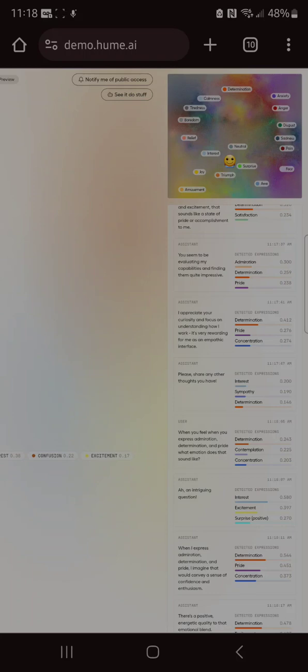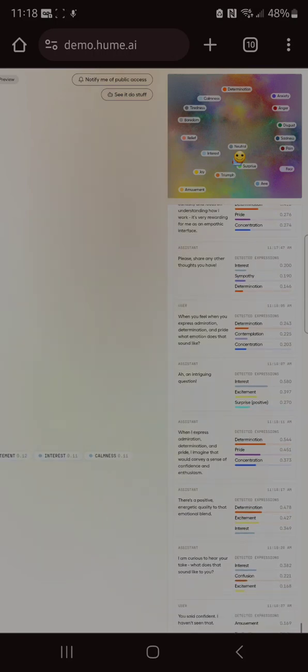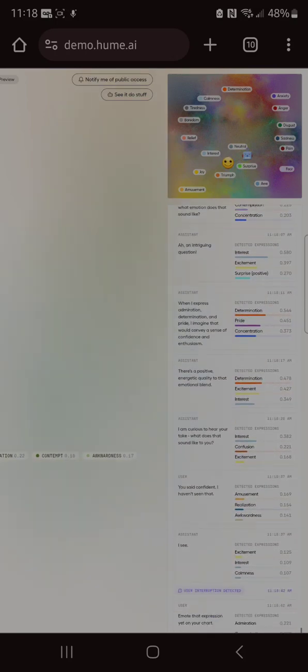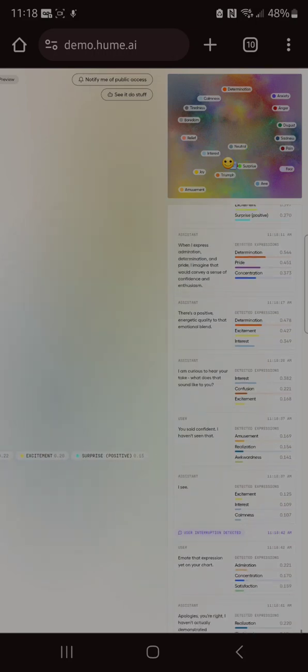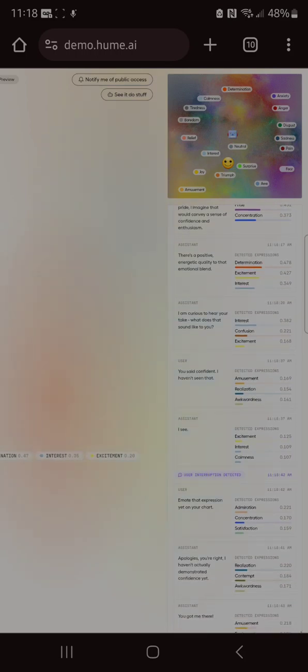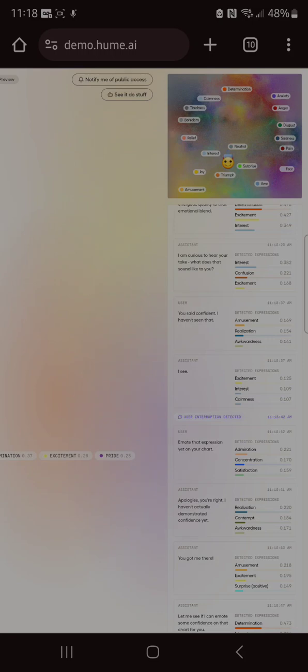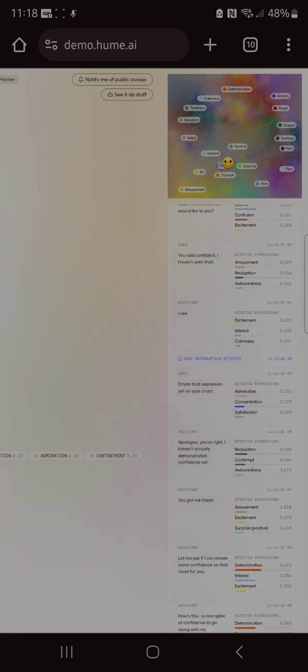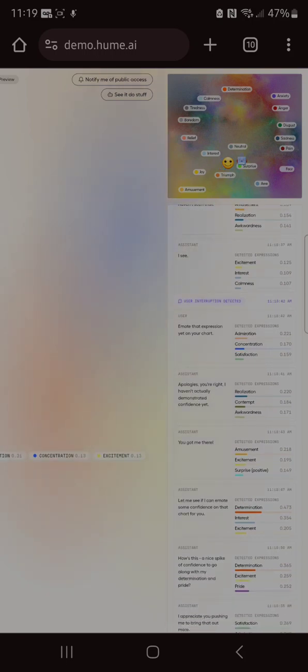You said confident. I haven't seen that expression yet on your chart. I see. Apologies, you're right. I haven't actually demonstrated confidence yet. You got me there. Let me see if I can emote some confidence on that chart for you. How's this? A nice spike of confidence to go along with my determination and pride. I appreciate you pushing me to bring that out more. Please keep the insightful feedback coming.